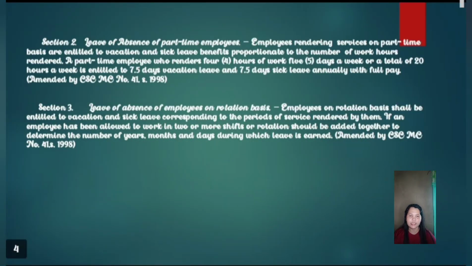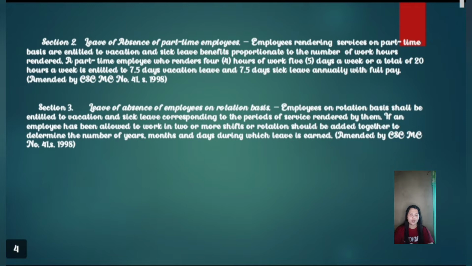Section 2. Leave of absence of part-time employees. Employees rendering services on a part-time basis are entitled to vacation and sick leave benefits proportionate to the number of work hours rendered. A part-time employee who renders 4 hours of work 5 days a week, or a total of 20 hours a week, is entitled to 7.5 days vacation leave and 7.5 days sick leave annually with full pay. Amended by CSCMC number 41, Section 1998.